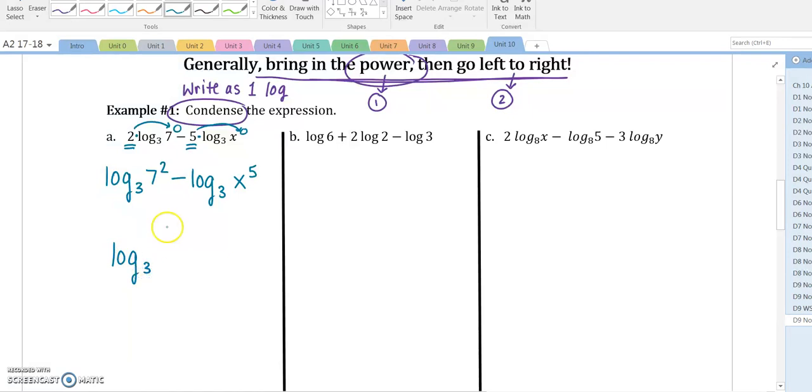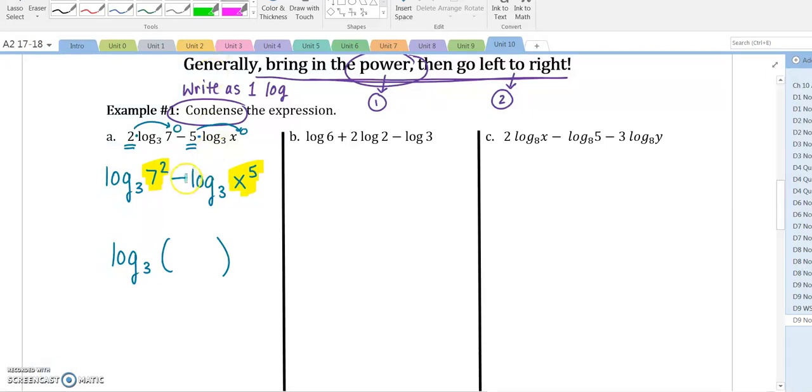So remember, I only want one log, so I'm only going to write one log, and then I'm going to put parentheses. And the way I like to do it is to put whatever is inside the log, that's what's going to go in the parentheses. The only question is whether it's multiplying or dividing.